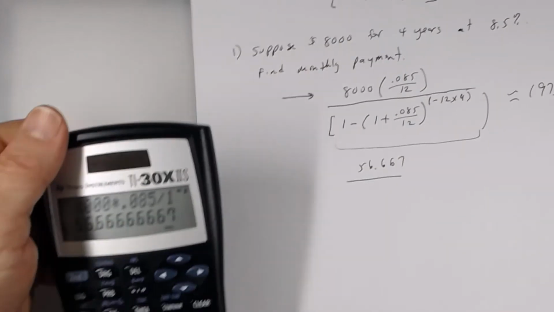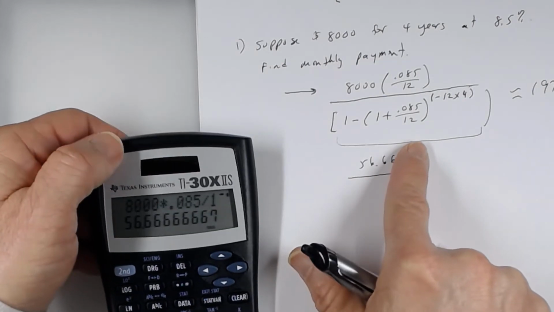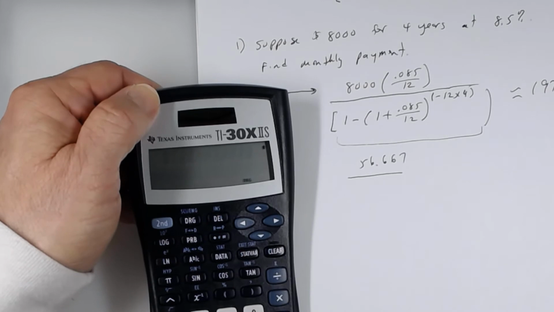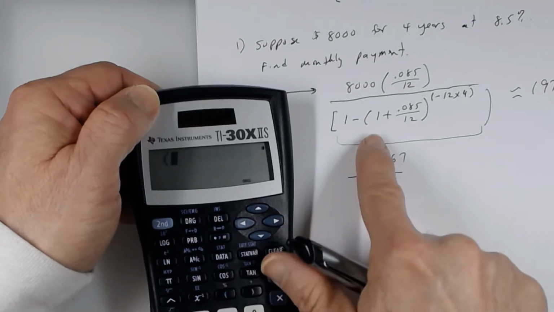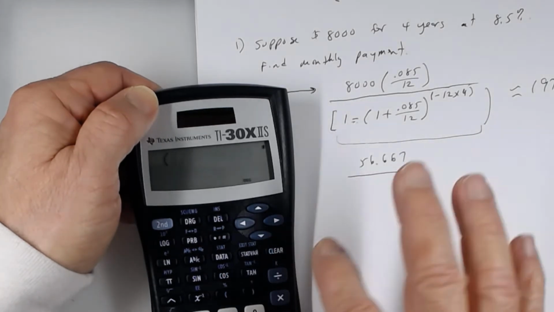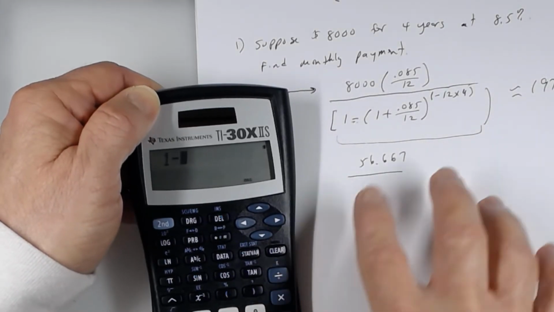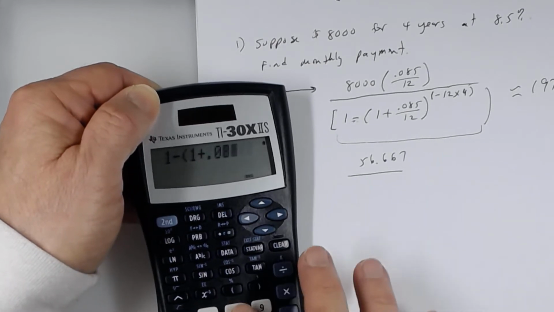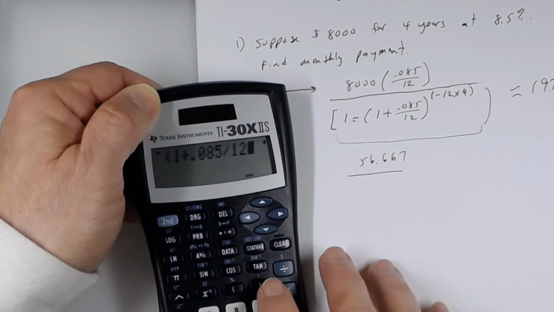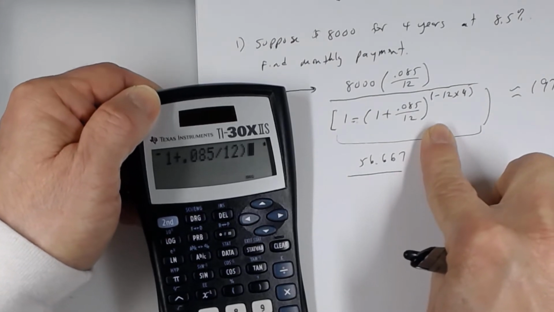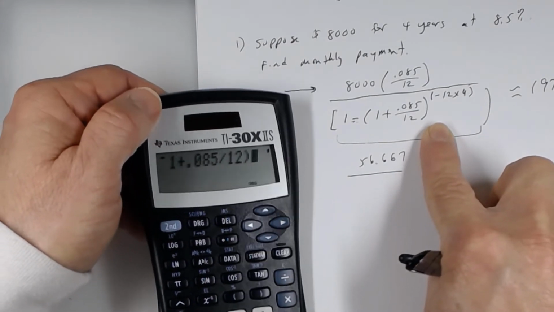If you look at the denominator, that's a complicated one. All right, now listen carefully. The denominator, you just need to say 1 minus, open parentheses, 1 plus 0.085 divided by 12, close the parentheses. Now, those two of you back there, here's what I'm doing. Listen, look carefully.